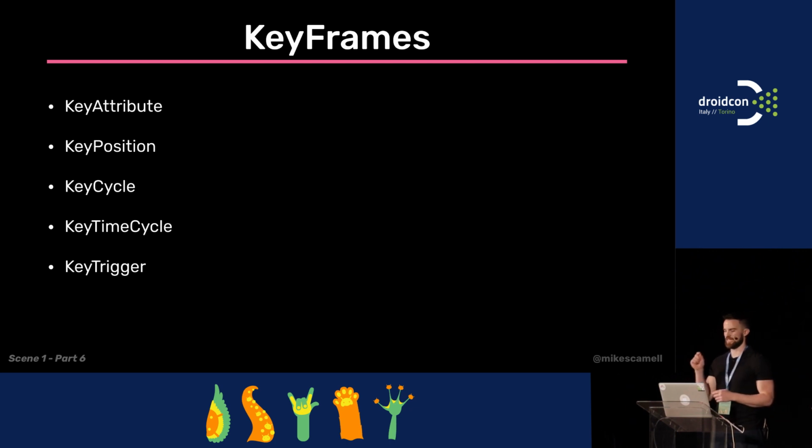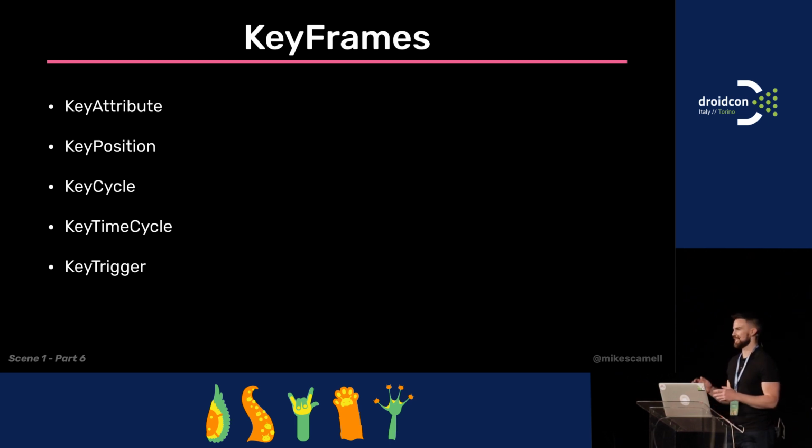But what if we only want to change one small thing during our transition? We don't want to have to keep building constraint sets to get all these small changes. And that's where keyframes come in handy. They provide lightweight intermediary steps that your animation or transition can go through. Keyframes can be applied to position or attribute values. There are 5 types of keyframes.